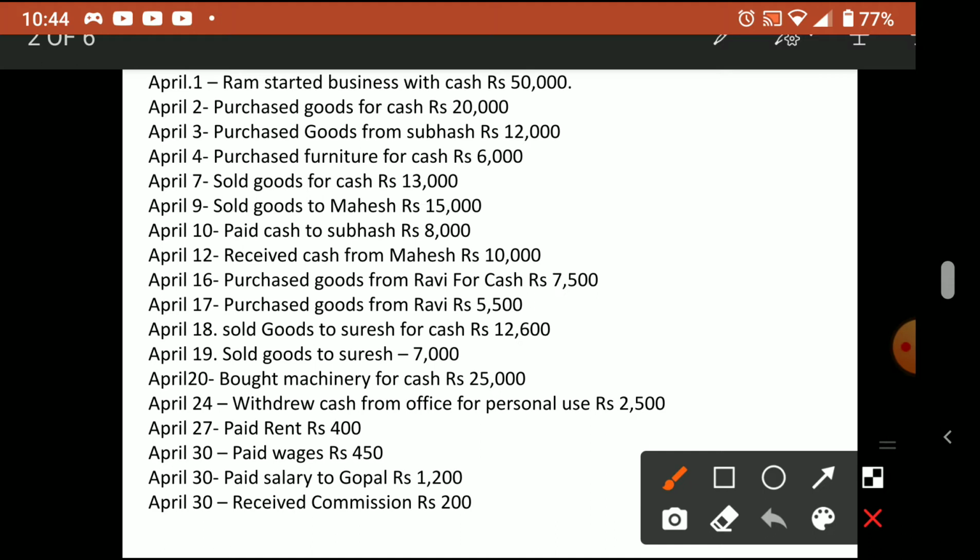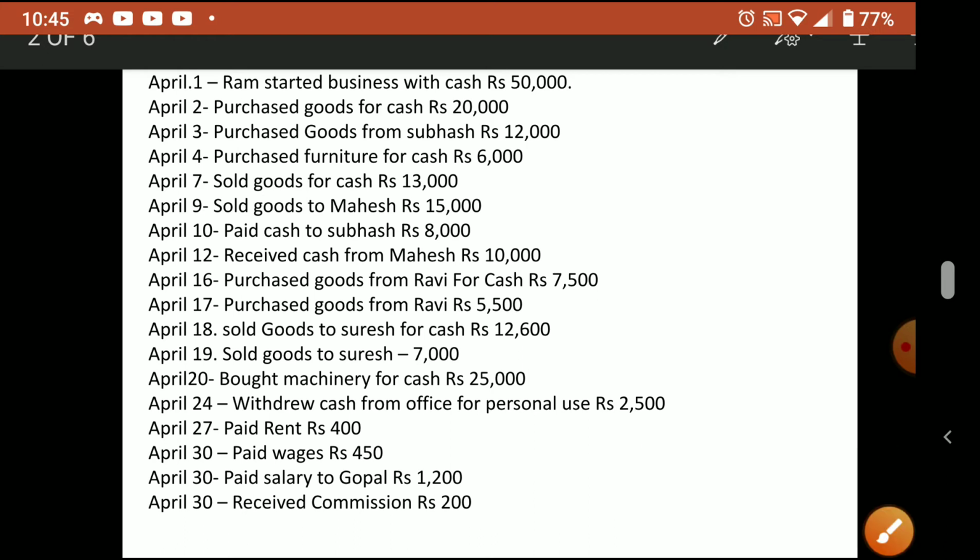In between some dates are not there, no problem. Whenever the transaction is occurring, on that date only we will put. So how to write the journal for this? For each and every transaction, as I explained a little in the previous class, we have to find out the debit and credit aspects, which account should be debited and which account should be credited. That is the important part. I will write and explain it.